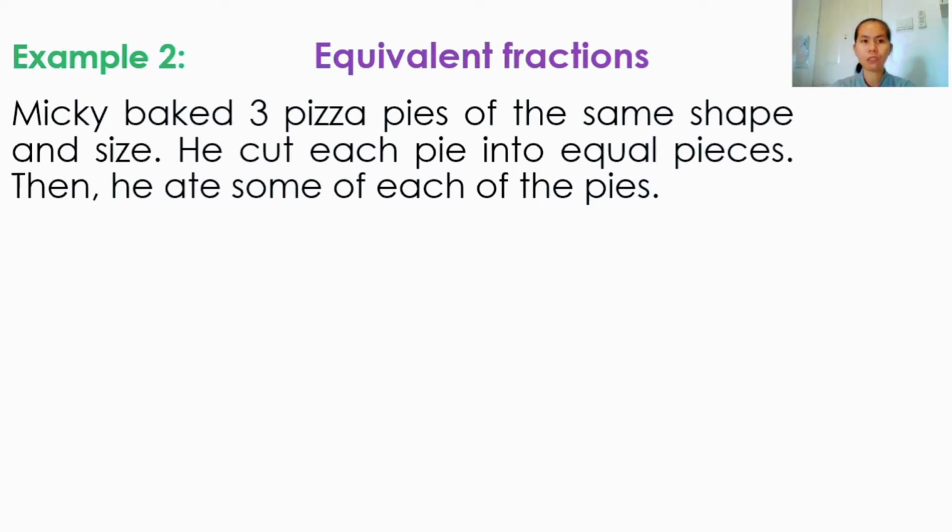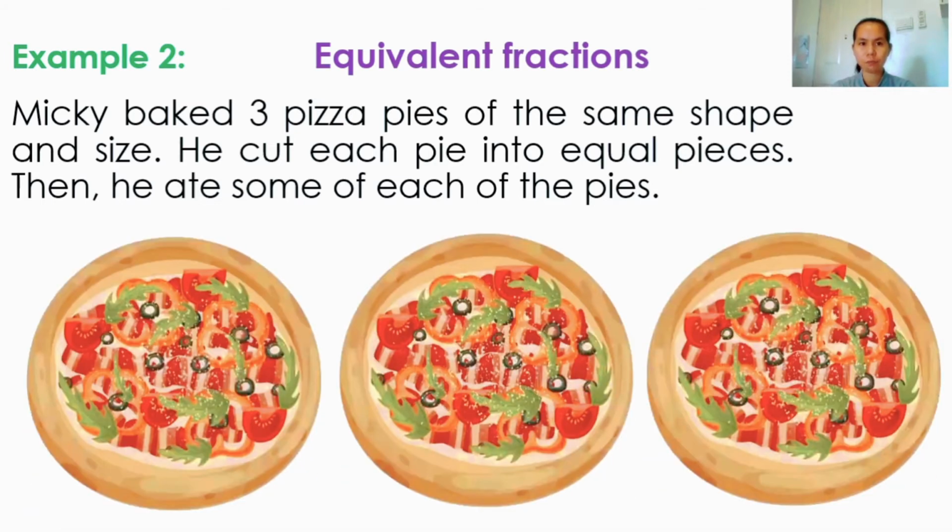Another example. Mickey baked 3 pizza pies of the same shape and size. He cut each pie into equal pieces. Then he ate some of each of the pies. So we have 3 pizza pies here. He cut each pie into equal pieces.